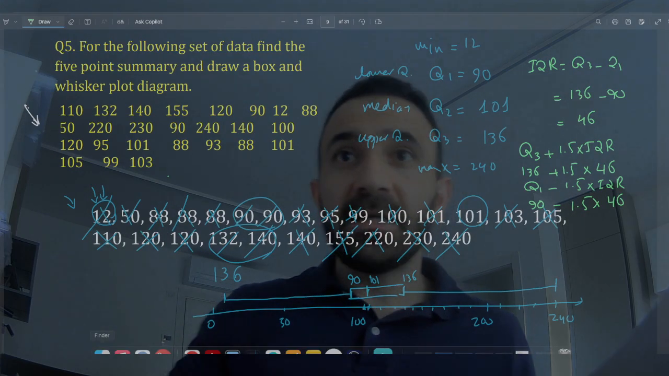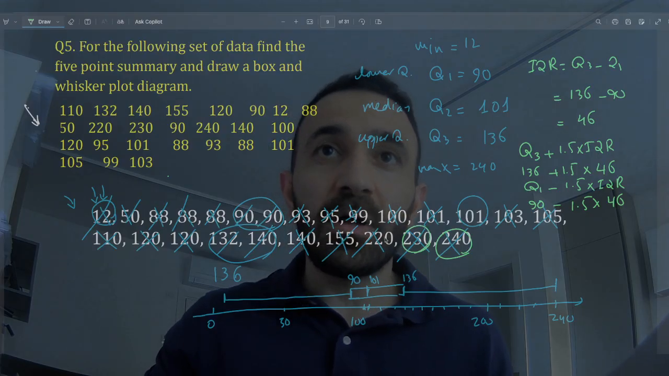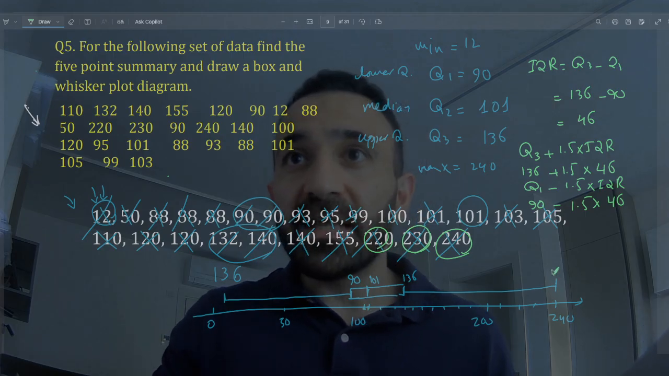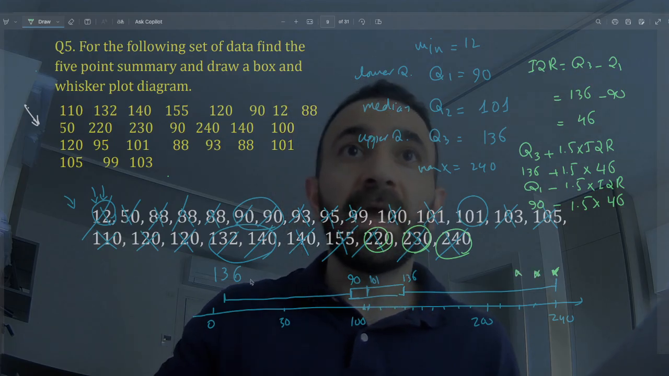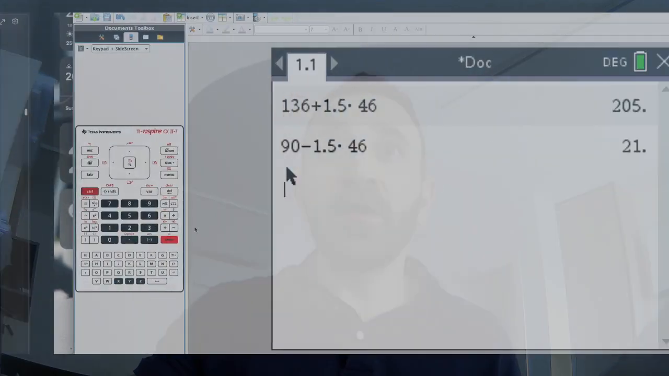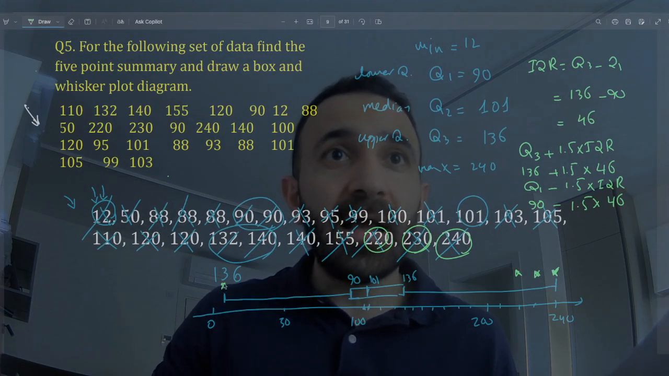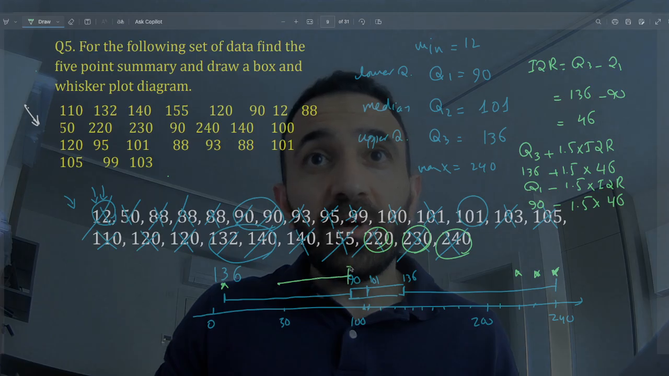So this is an outlier, this is an outlier, this is an outlier, three outliers here. 240 is an outlier, 230 is an outlier, 220 is also an outlier, okay? And any number less than 21, so definitely 12 is also an outlier. So this is going to be your new box and whisker plot.